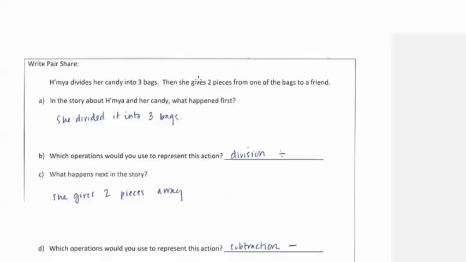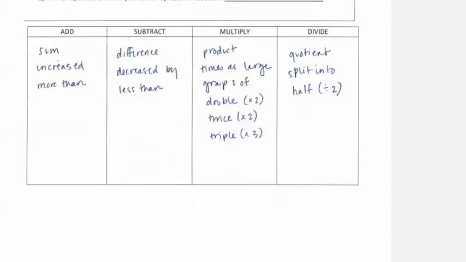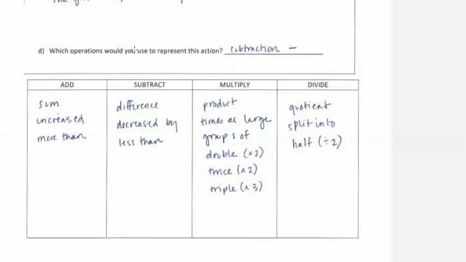Maya divides her candy into 3 bags. She then gives 2 pieces from 1 bag to a friend. In this story about Maya, what happened first? Well, she divided it 3 ways. So what operation would we use? We would use division. What happens next? She gives 2 pieces away. And so what operation is that? Well, that's subtraction.